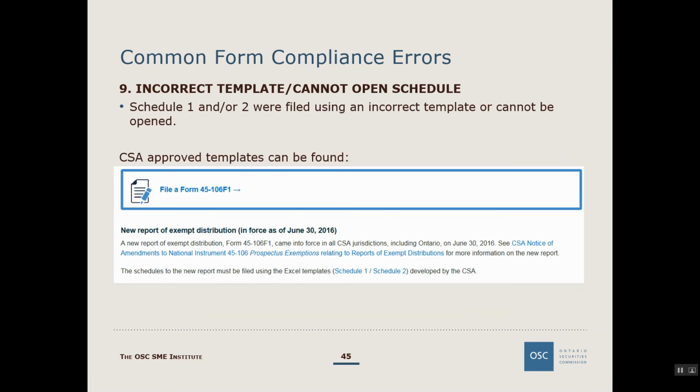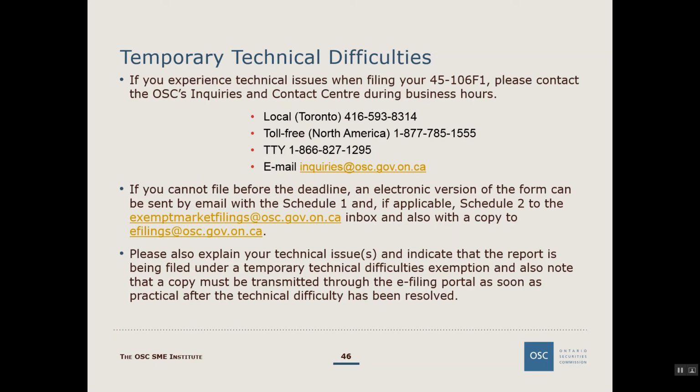On occasion, we receive invalid or outdated versions of schedules attached to current reports of exempt distribution. Filers must use the current Canadian Securities Administrators approved version of Schedule 1 and Schedule 2. Hyperlinks to each of Schedule 1 and Schedule 2 can be found directly below the link to file a Form 45-106-F1 on the Exempt Market webpage. The content of these templates and columns should not be altered or manipulated in any way, including the sheets or tabs at the bottom. If you utilize an invalid template or manipulate the content of the schedule, you will be asked to file an amended submission with the correct template.